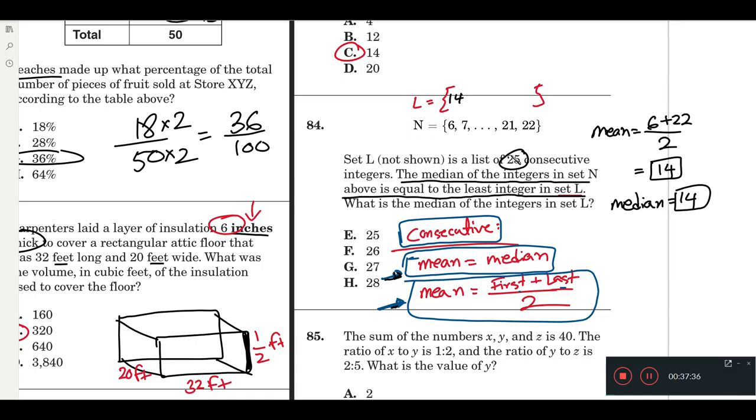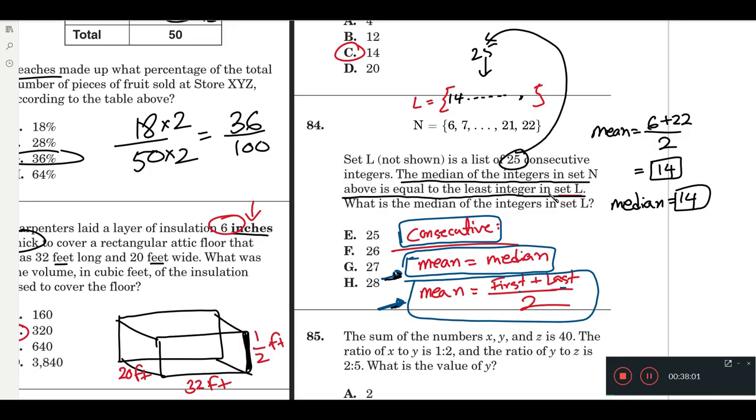Now there are 25 integers in set L, right? And we want to know the last one. So we can add the first one and the last one and divide by 2. That way we'll get the mean and the median also. But how do I know what the last number must be? There are 25 numbers there. How do I find it?